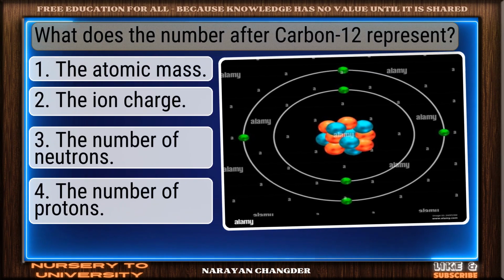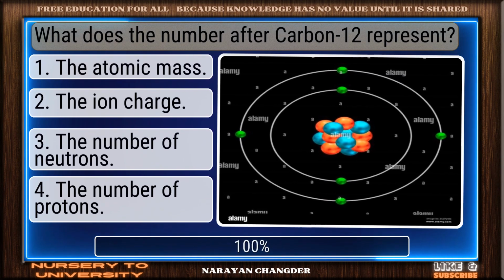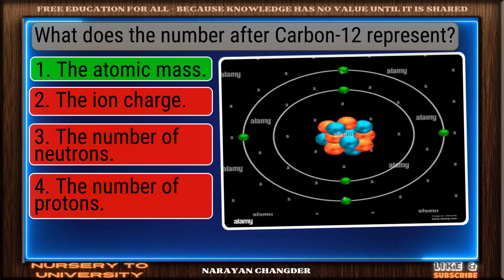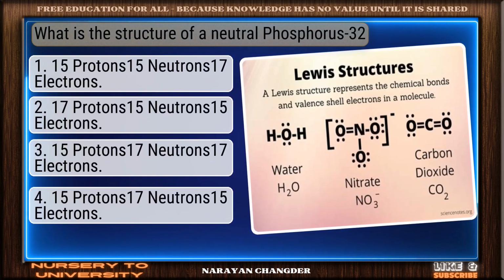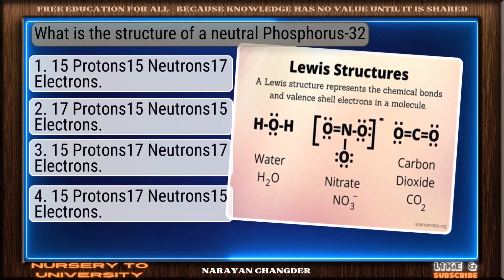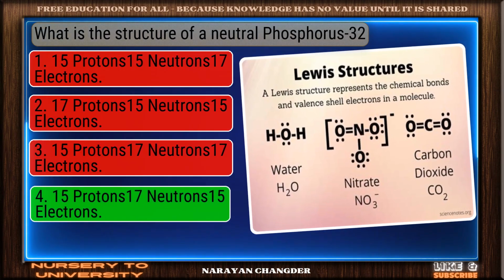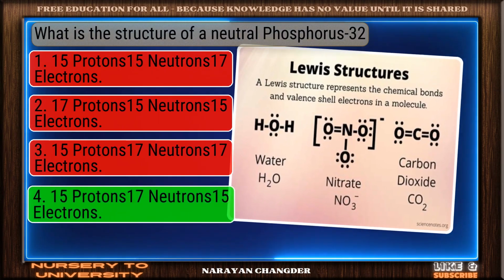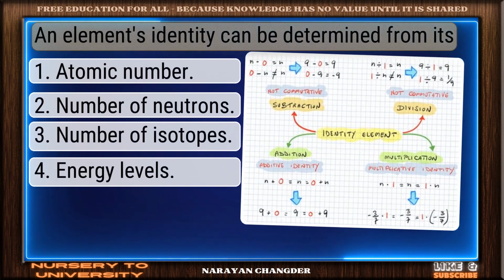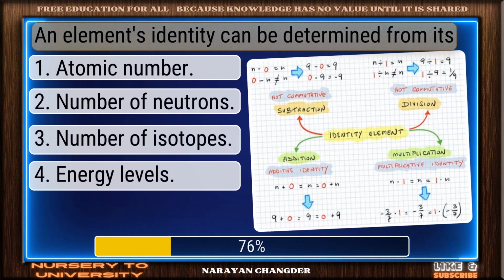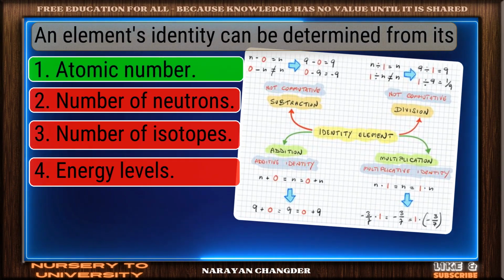What does the number after carbon 12 represent? Excellent. The atomic mass is a brilliant choice. What is the structure of a neutral phosphorus 32? Well reasoned. 15 protons, 17 neutrons, 15 electrons is the correct choice. An element's identity can be determined from its... You chose atomic number, and it is correct.